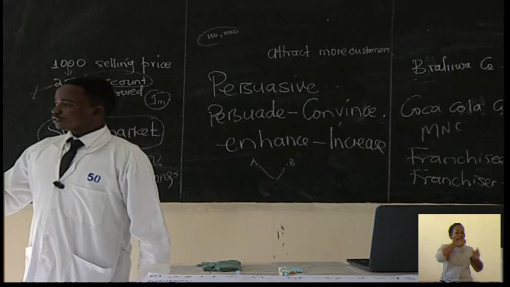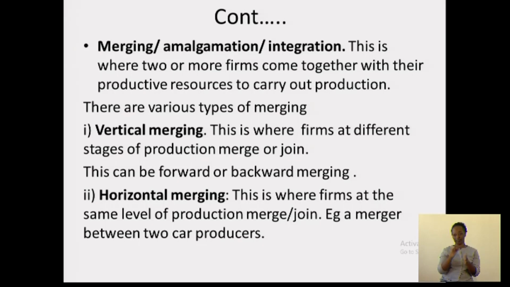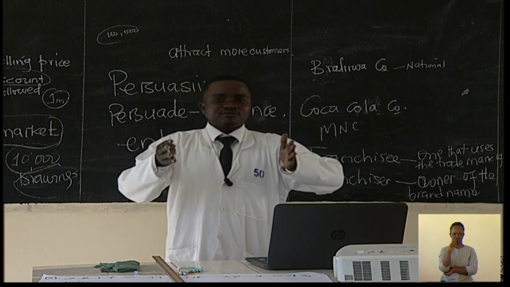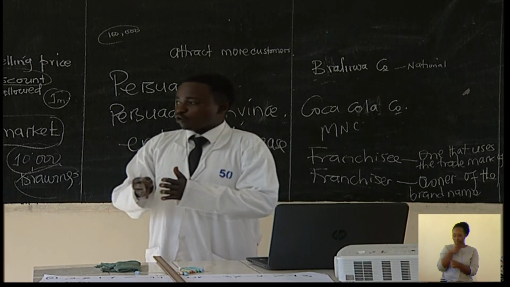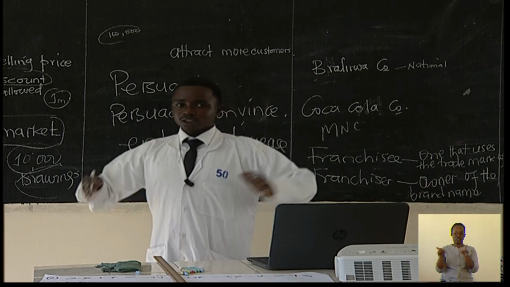Then we have horizontal merging. With horizontal, this is where farms at the same level of production merge, e.g. a merger between two car companies. A Toyota company merging with an Isuzu company, those are two farms manufacturing cars. That is now horizontal merging. They are at the same level of production, Toyota, Isuzu.